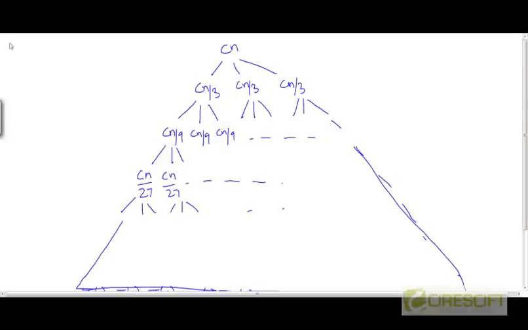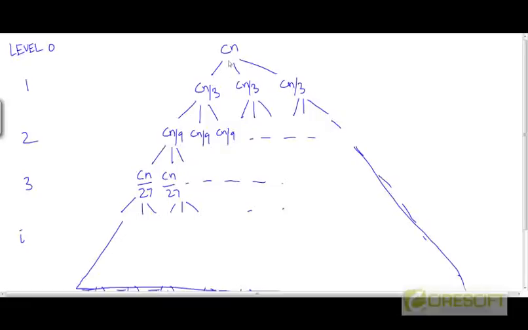So if we call the top level as level 0, this level as level 1, this level as level 2, this one as level 3, then at the ith level we are going to have subproblems of size.